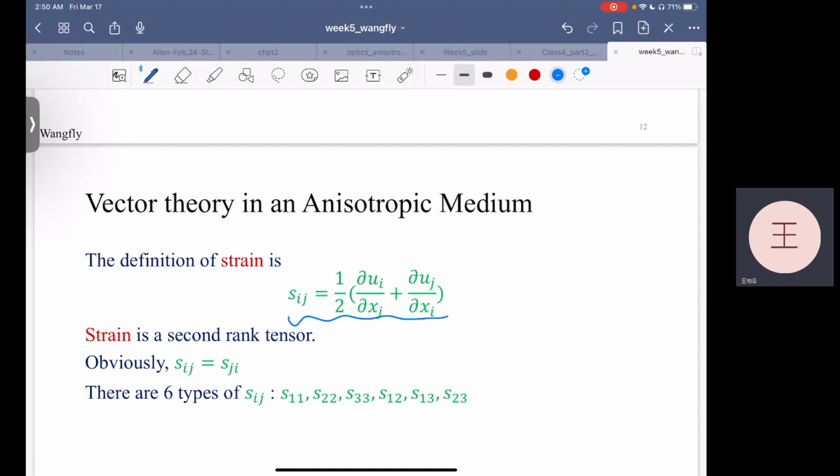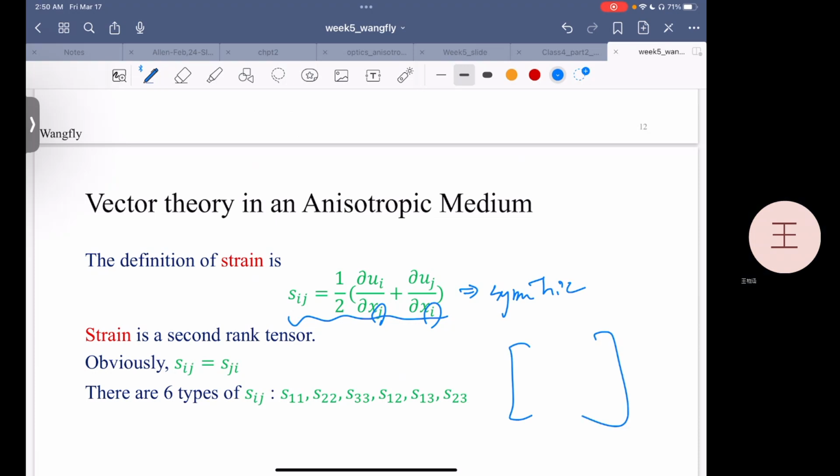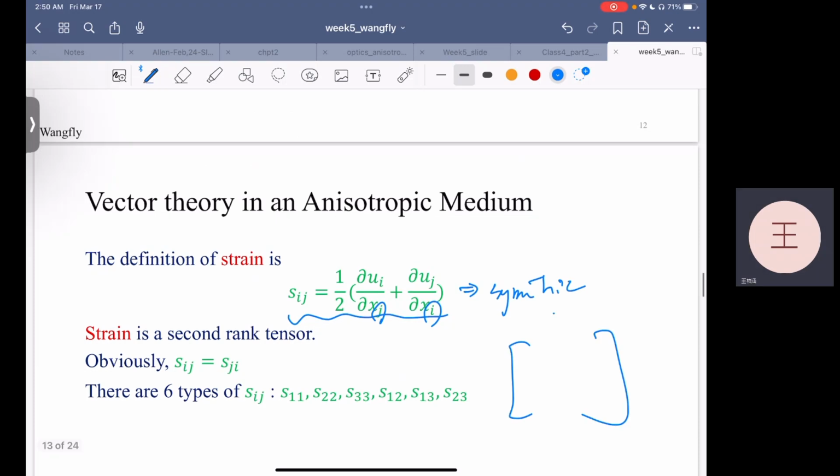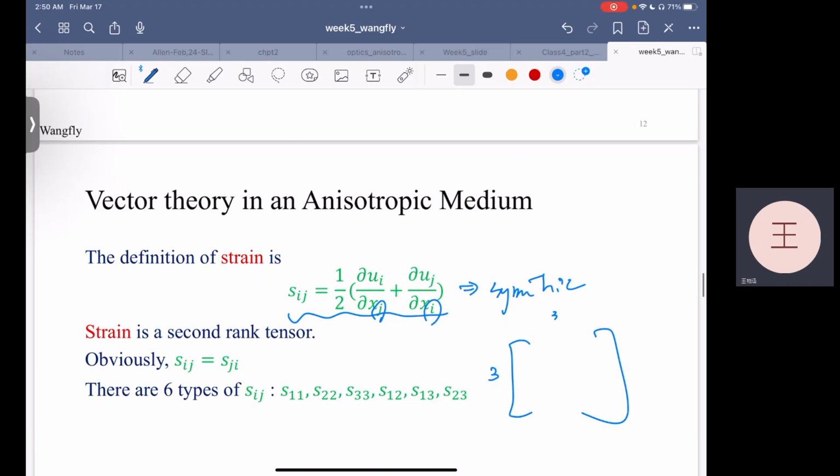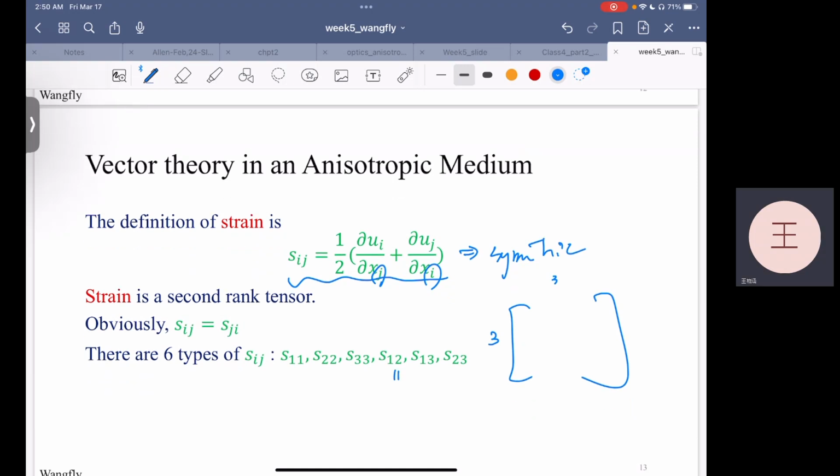It is a second-rank tensor because it is related to i and j. It is obviously symmetric. Thus, for a 3x3, there are only 6 independent components left, because S12 equals S21, S13 equals S31, and S23 equals S32.